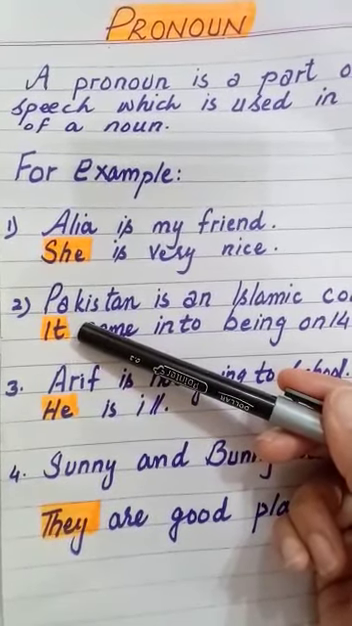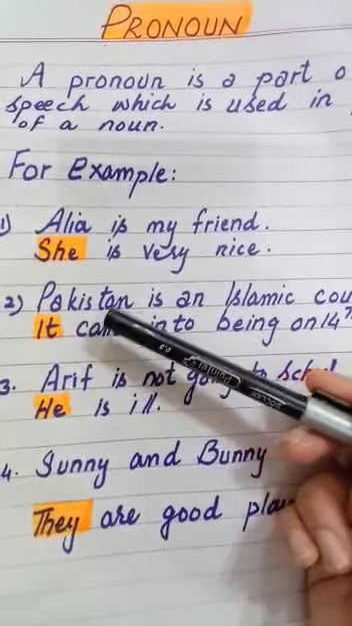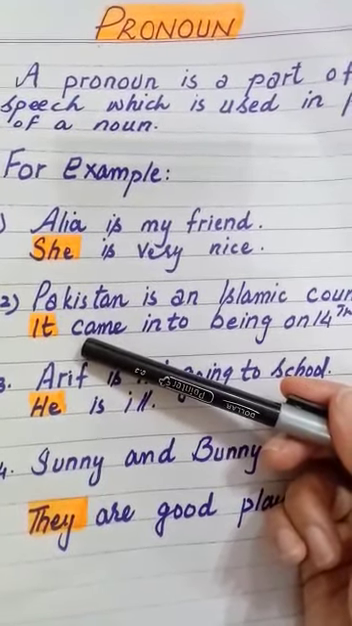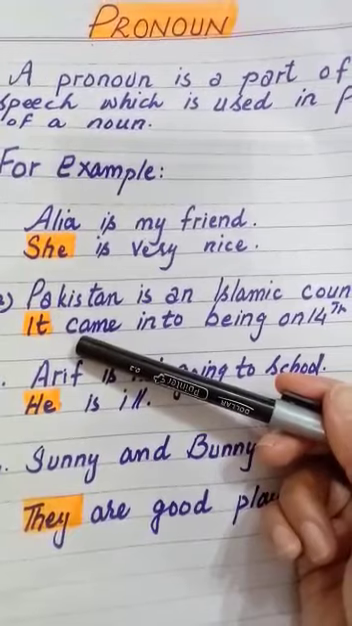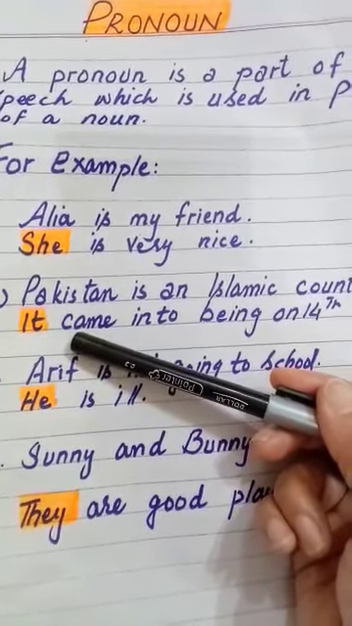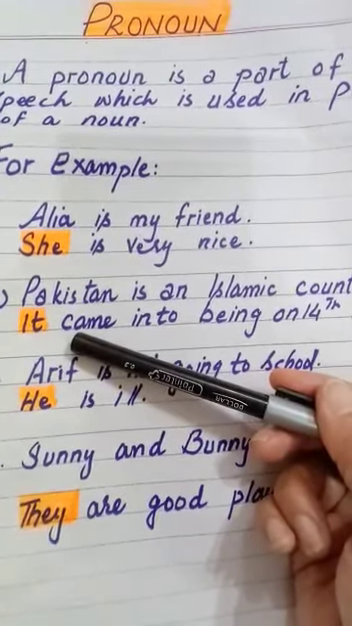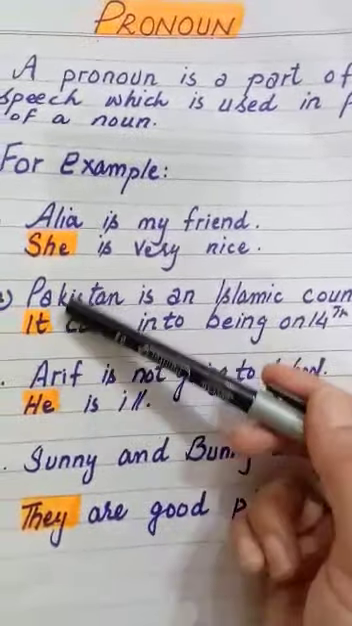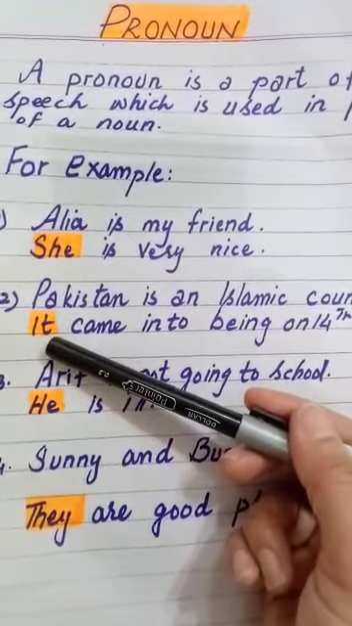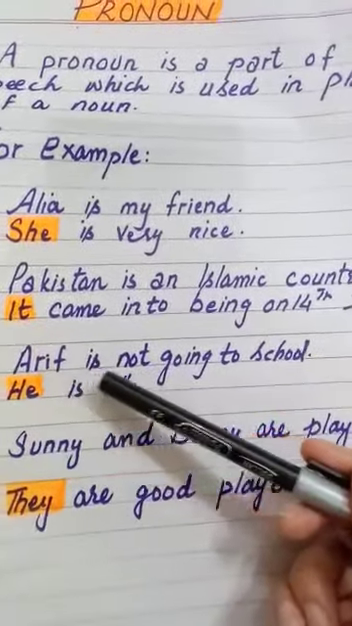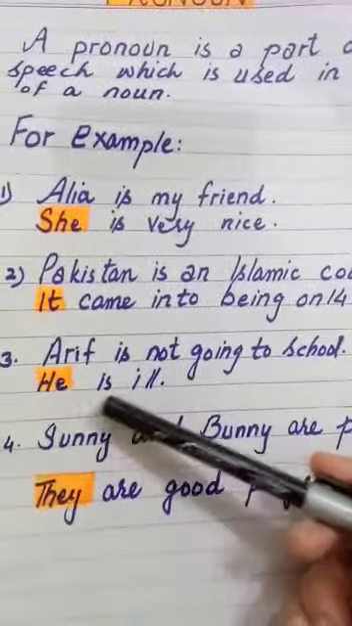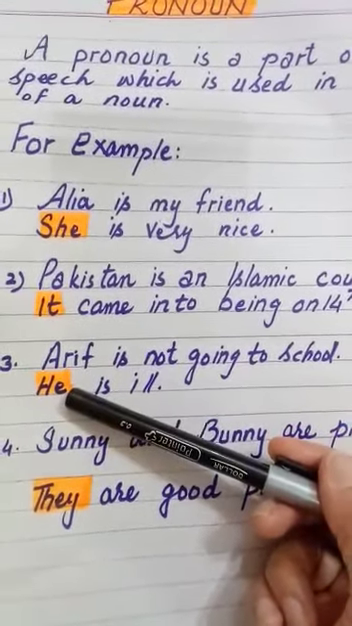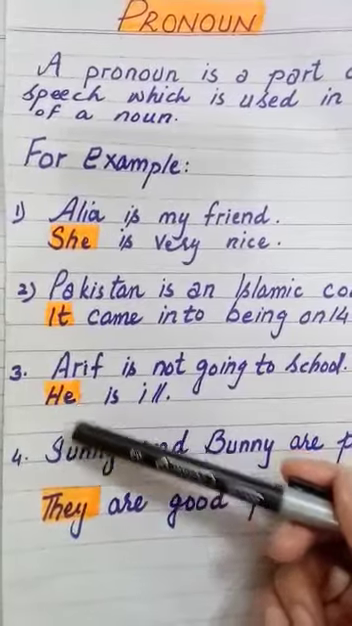It seems awkward when we say, like, Pakistan is an Islamic country. Pakistan came into being on 14th August. Pakistan has four provinces. So to avoid repetition of the noun Pakistan, we use pronoun in place of noun. So Pakistan is an Islamic country. In place of Pakistan, I have used it here. So it is pronoun. Similarly, Arif is not going to school. He is ill. Arif is noun here, and in place of Arif, I use pronoun he.